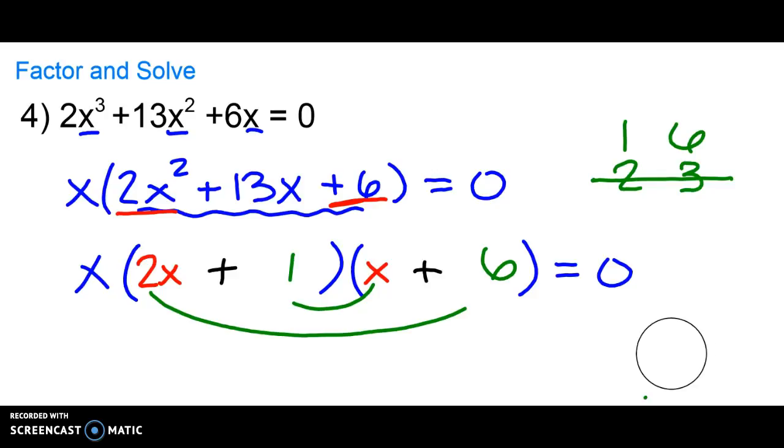Okay, so let's try our loops again. 2x times 6, 12x. 1 times x, 1x. 12 plus 1 is 13x. It works. So the last thing I've got to do is, now that I've actually found the factors, I have to do the zero product property.